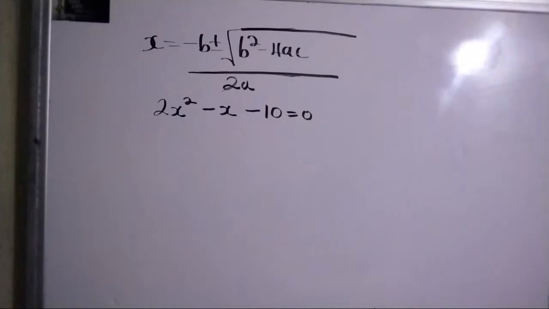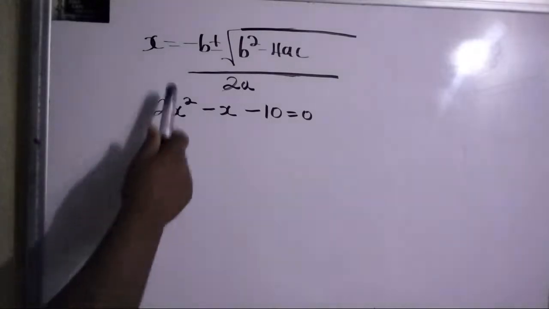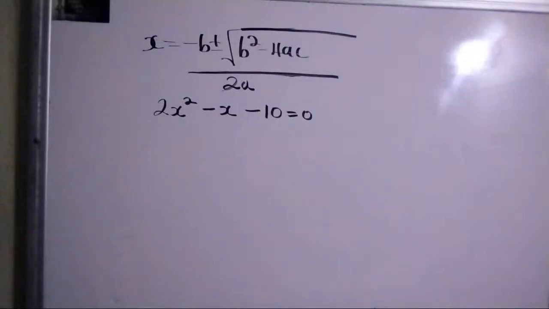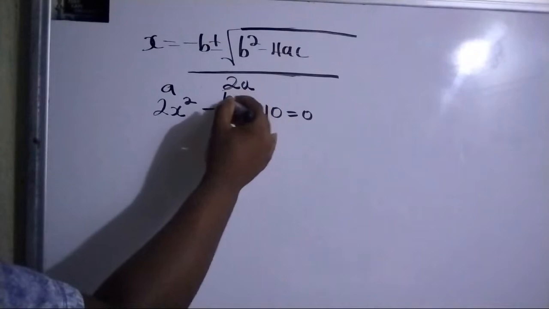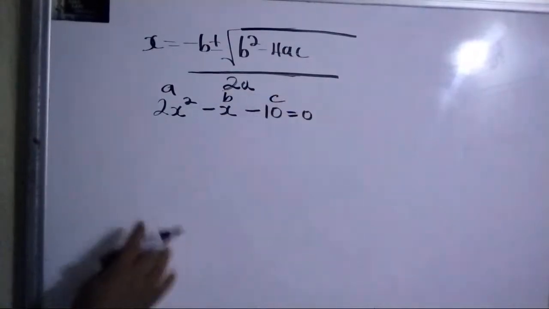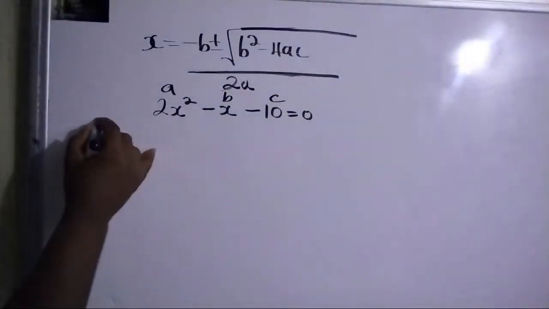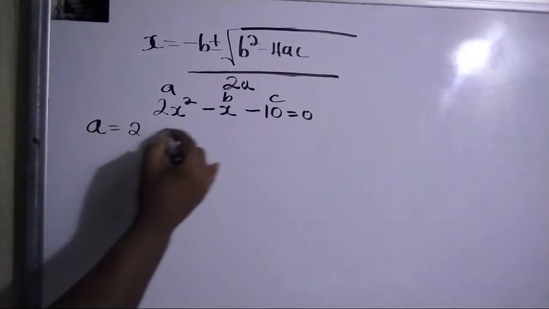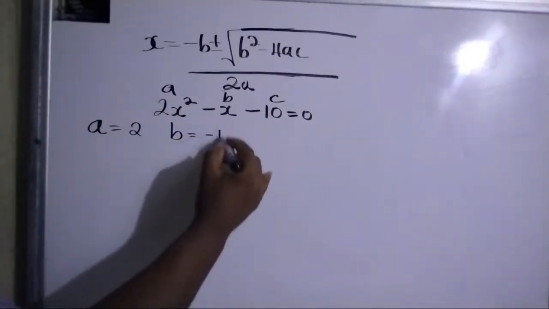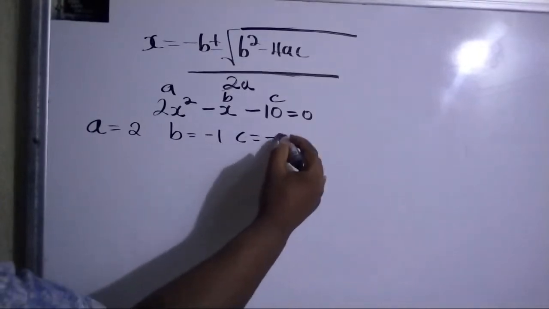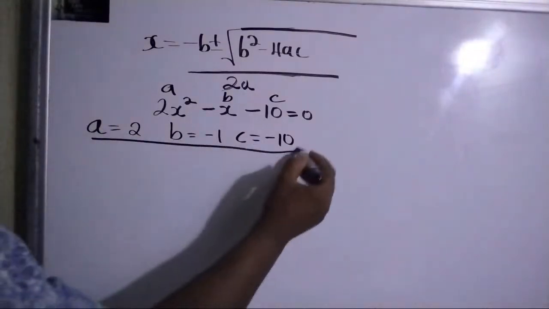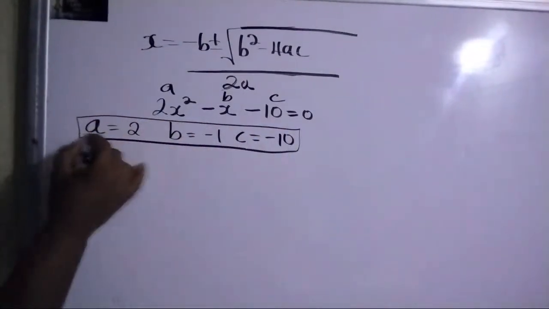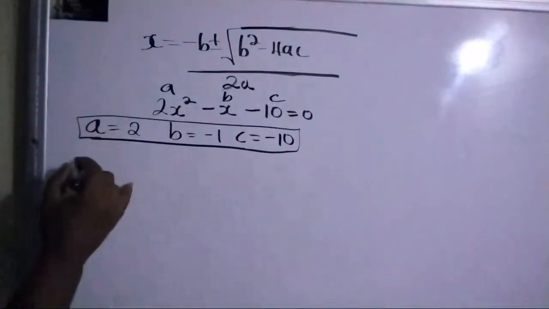So the first thing you want to do is to take the coefficients of these. Just like when we are doing the normal factorization, we have a, b, c, right? So we take the coefficients, so therefore a is equal to 2, b is equal to -1, and c is equal to -10. So we're going to substitute these values in this formula. So let me just rewrite it.